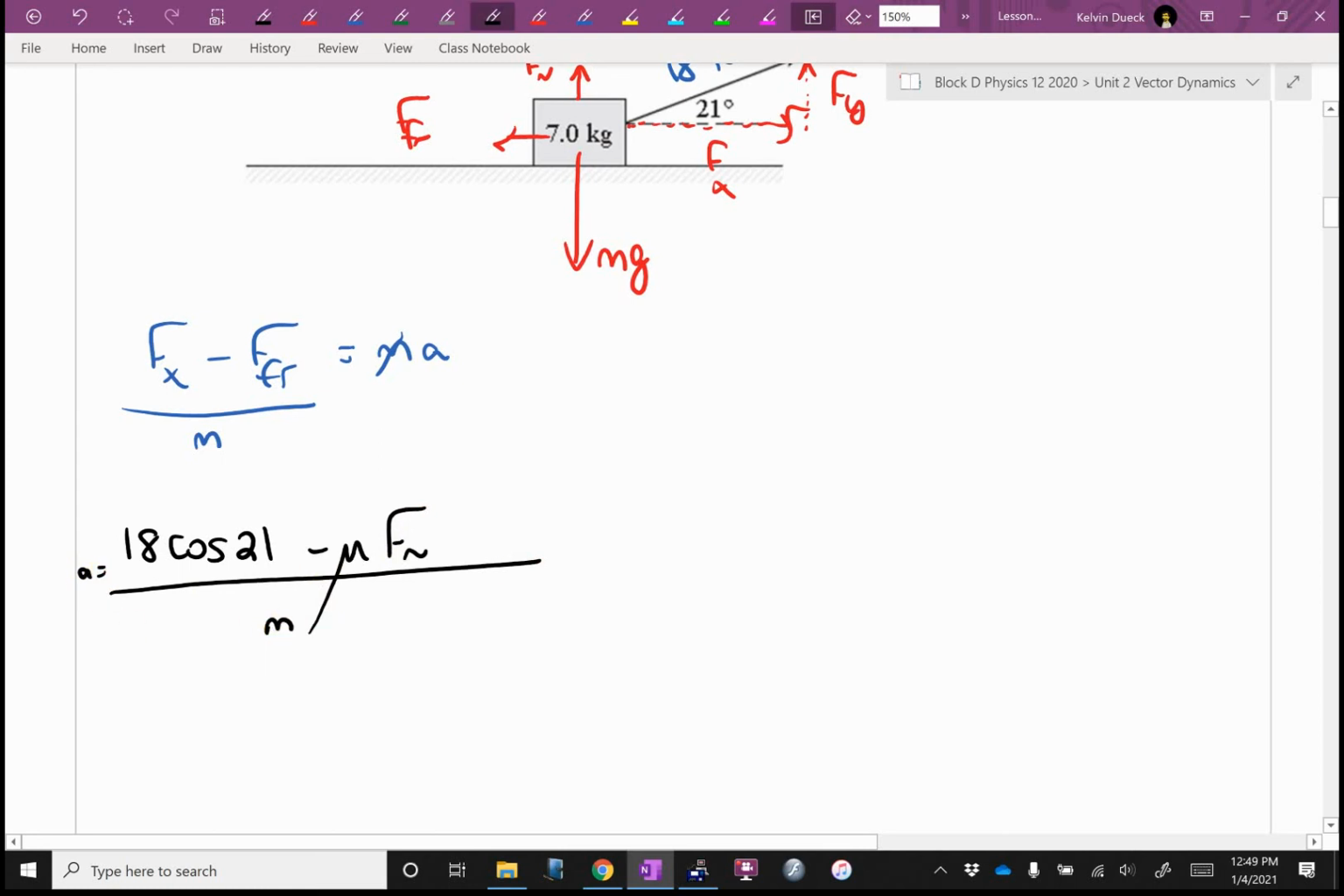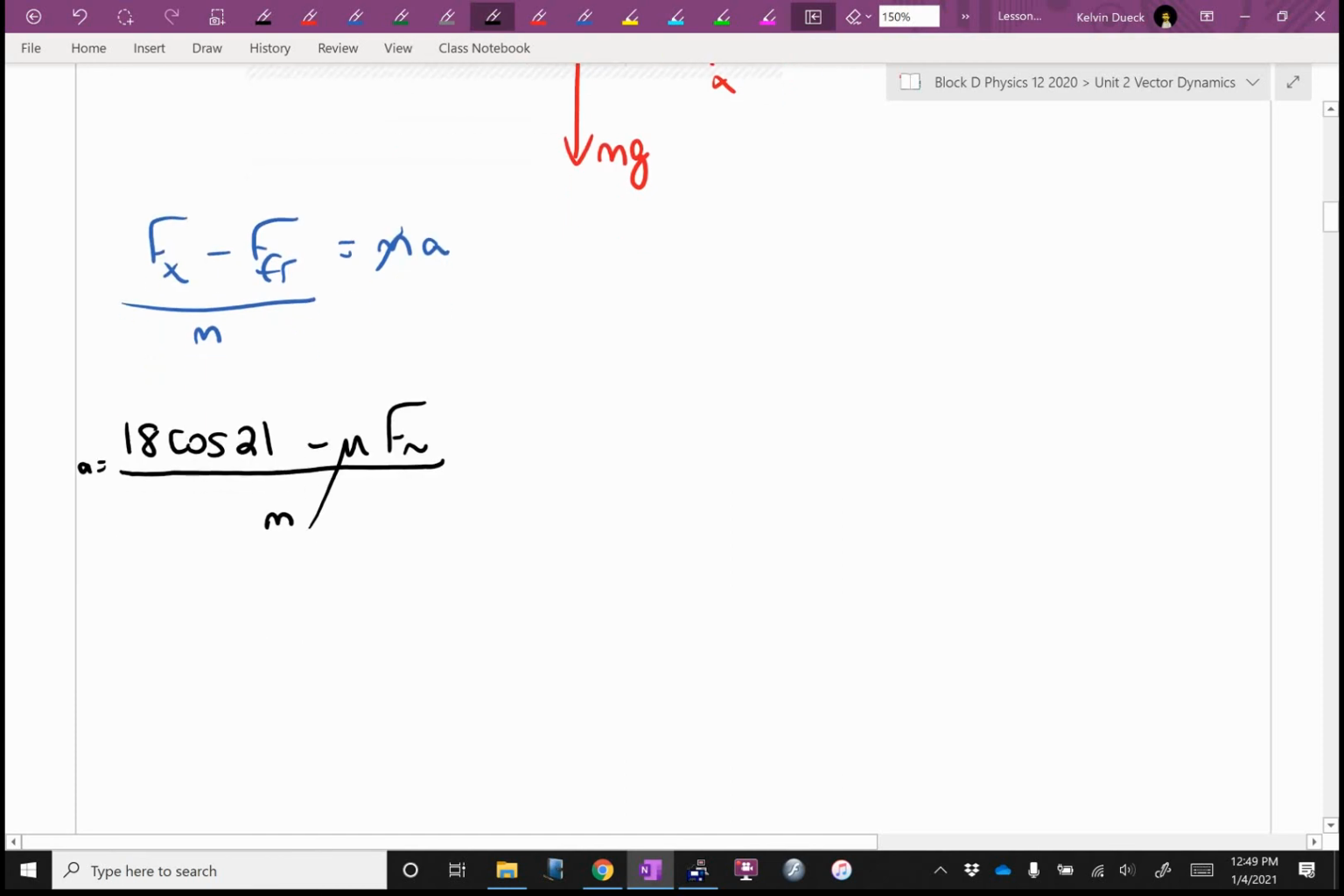I might be tempted to take some shortcuts, but is it tricky enough? I go very meticulous. A is going to be 18 cos 21 minus, what's mu? What is mu? 0.23 times the normal force. I don't know the normal force.